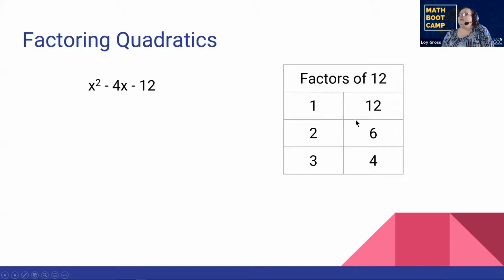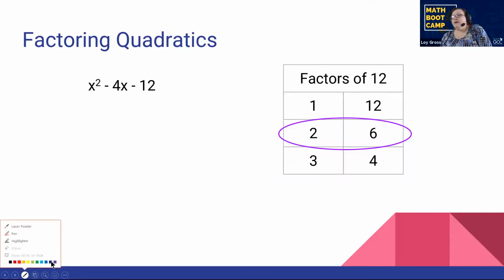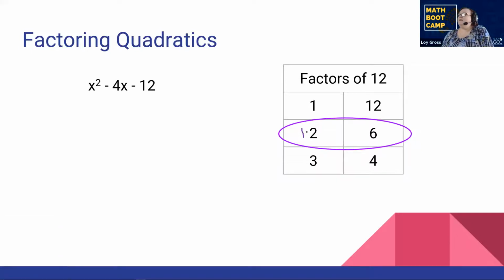So here are our factors of 12. What numbers can we multiply to get 12? Well, we can multiply 1 and 12, 2 and 6, or 3 and 4. Having completed that table, what combination of those numbers could we add or subtract to get a negative 4? Well, I've got to think it's the 2 and the 6, because if I took a plus 2 and a minus 6, that would give me negative 4 if I added them.